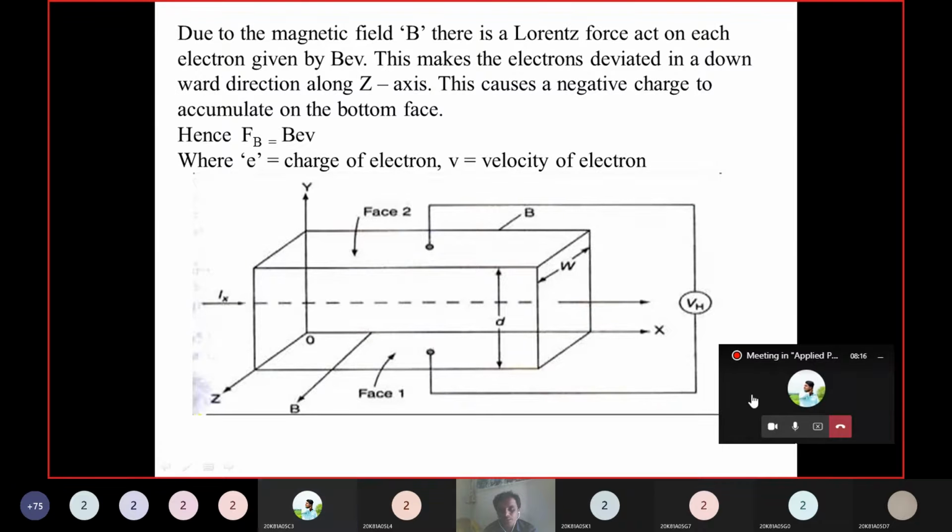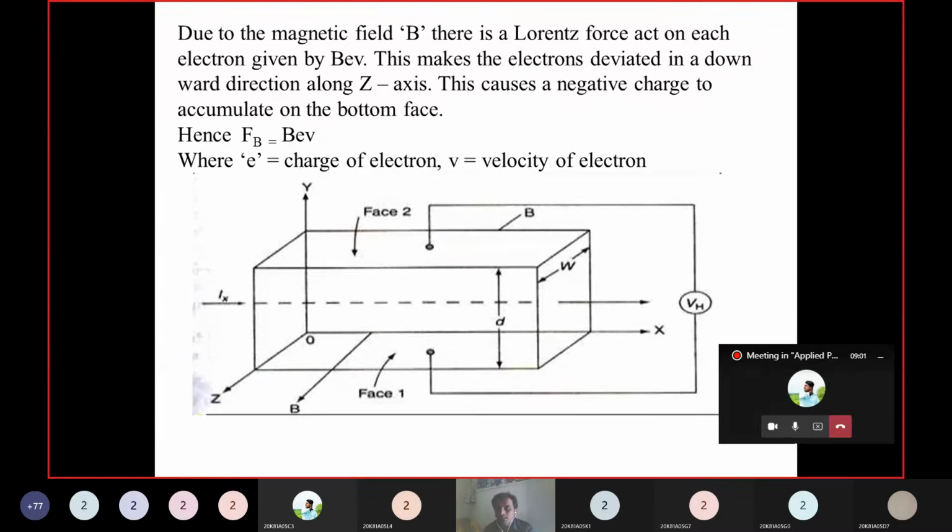If you apply the magnetic field, a force will act on the charge carriers. That force direction is perpendicular to both the magnetic field as well as the current direction. Due to that force, the charge carriers move either downwards or upwards. In this case, current is passing in the x direction and the magnetic field is applied in the z direction, so the force on the charge particle will be in the downward direction.